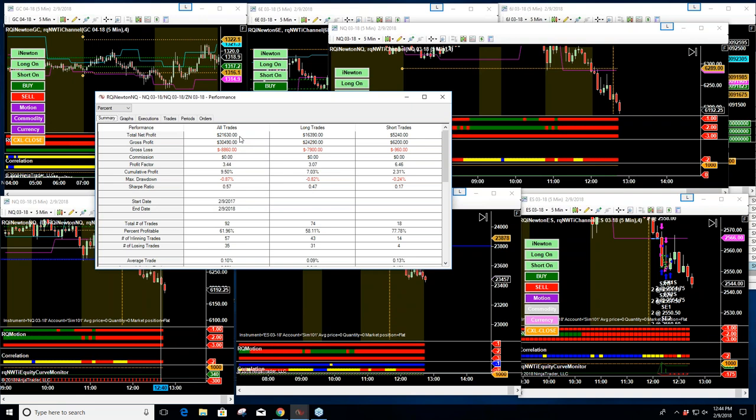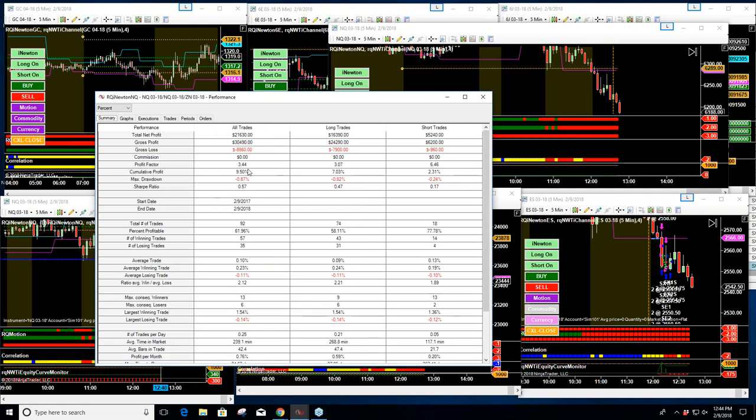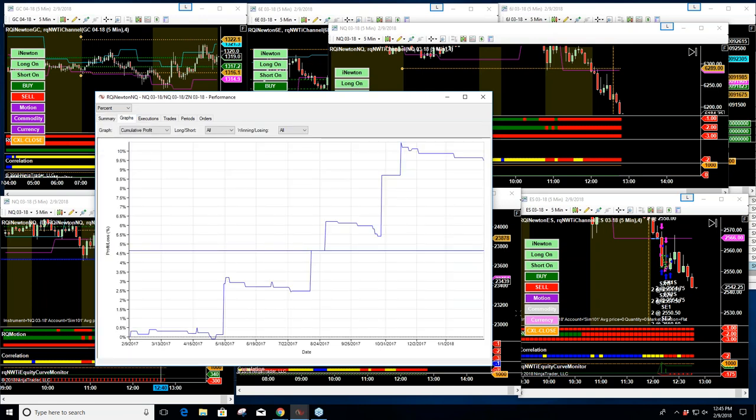So trading four contracts, 21,000. Trading two contracts, be half, 11,000, which is still very, very good. The thing to take note of here is profit factor, 3.44. It's very, very good. You should have two or better. This is what the graph looks like.